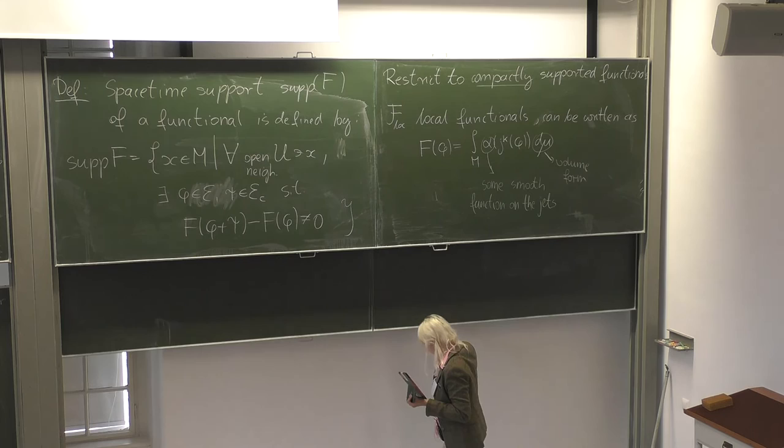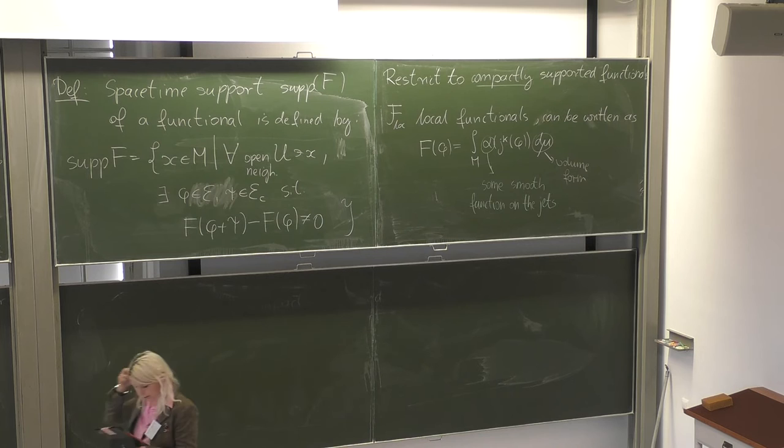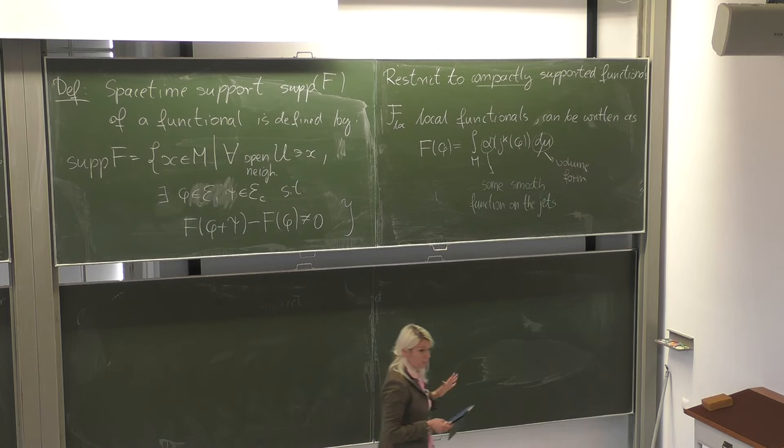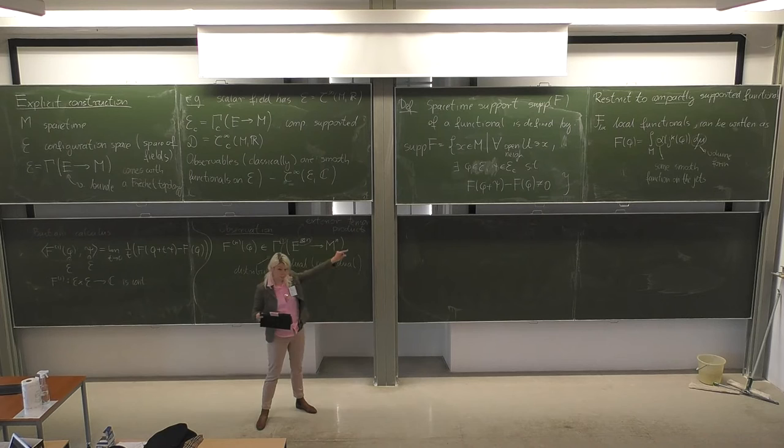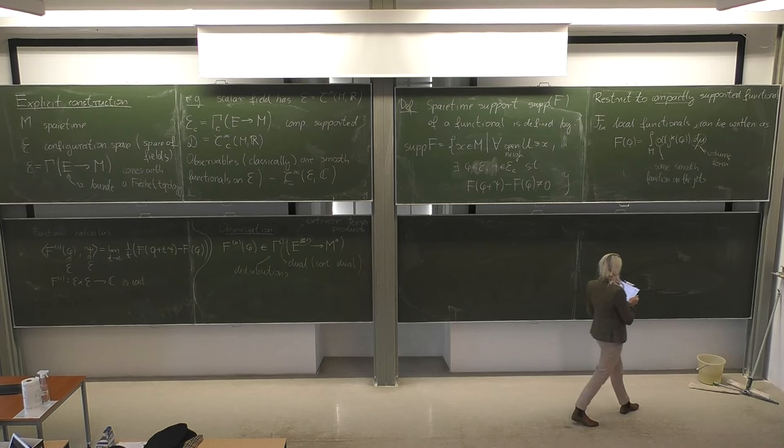Okay, and next one. Well, these don't form an algebra, even in a very stupid way. If I want to pointwise multiply two functionals, that is leaving that space of local things. So algebraically, this is a nice vector space, but that's all. In the end, we want algebras, so not happy.